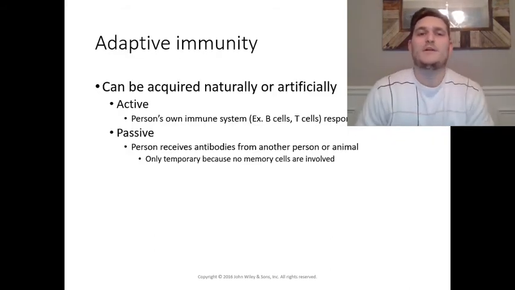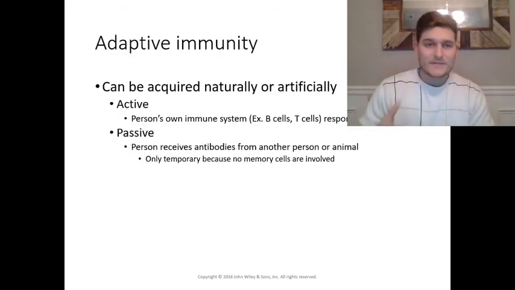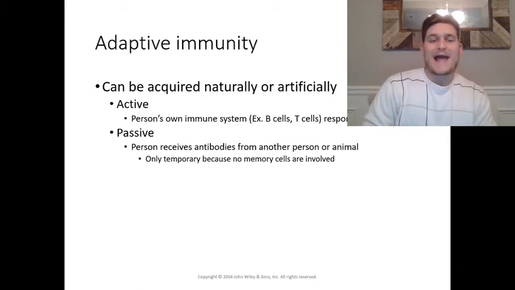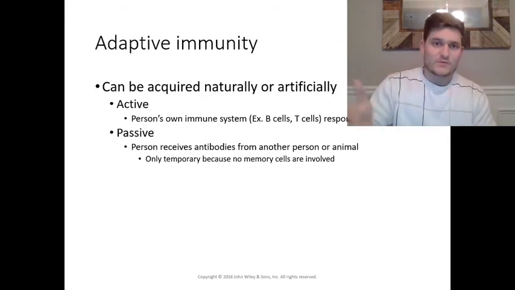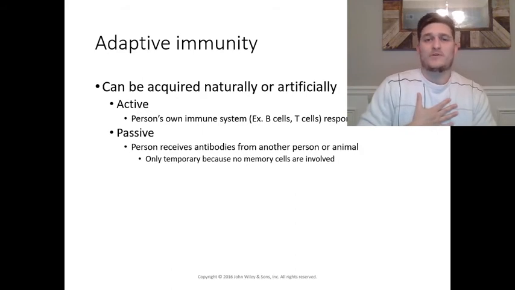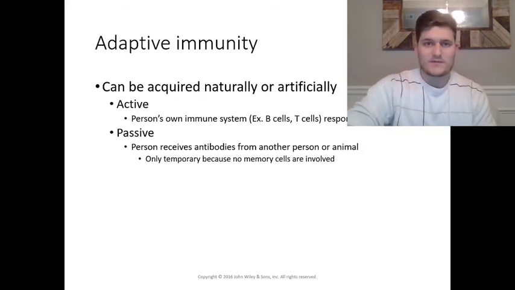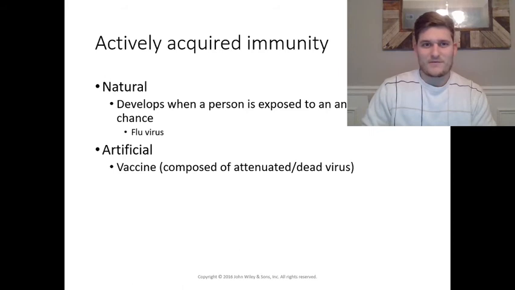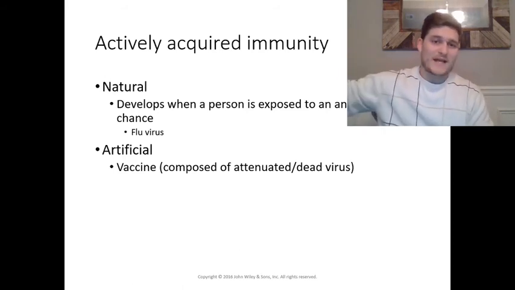Adaptive immunity can come either via active or passive exposure. Active, or natural, exposure is when a person's own immune system responds to a microbe. But this also includes artificial adaptive immunity, and this comes in the form of vaccines.